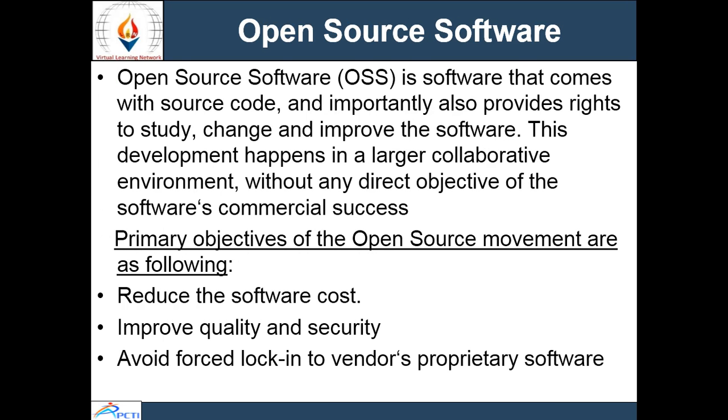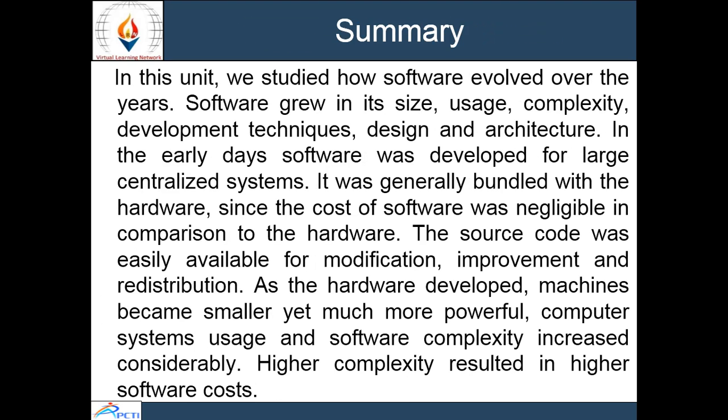Open source software. Open source software is software that comes with source code and importantly also provides the right to study, change and improve the software. This development happens in a large collaborative environment without any direct objective of the software's commercial success. Primary objectives of the open source movement are as follows: reduce the software cost, improve quality and security, avoid forced lock into vendor proprietary software.